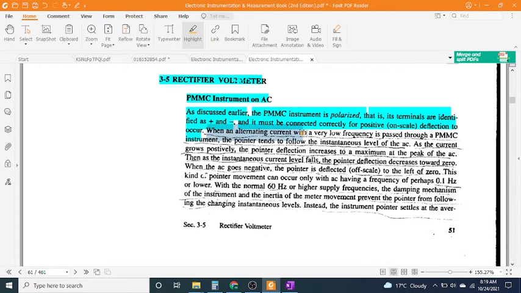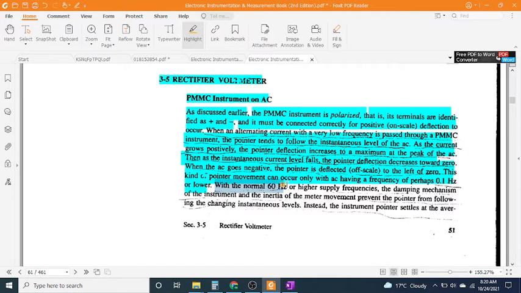When an alternating current with a very low frequency is passed through a PMMC instrument, the pointer tends to follow the instantaneous level of the AC. As the current grows positively, the pointer deflection increases to a maximum at the peak of the AC. Then as the instantaneous current level falls, the pointer deflection decreases toward zero. When the AC goes negative, the pointer is deflected off scale to the left of zero. This kind of pointer movement can occur only with AC having a frequency of perhaps 0.1 Hz or lower.